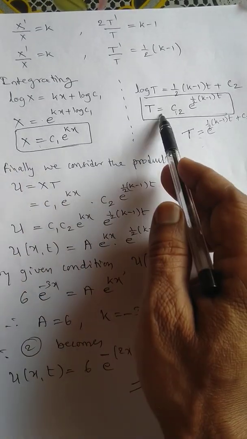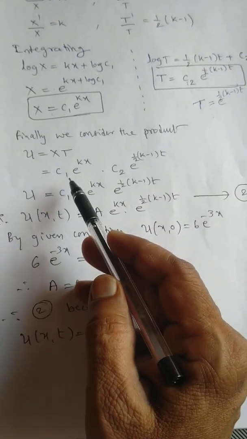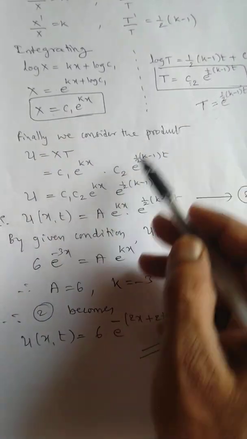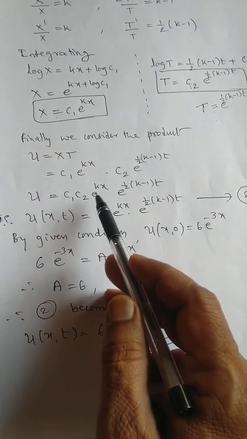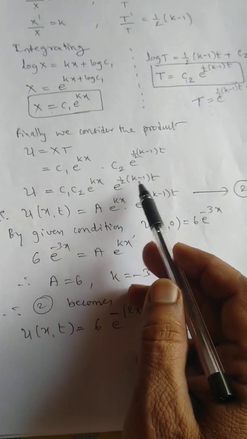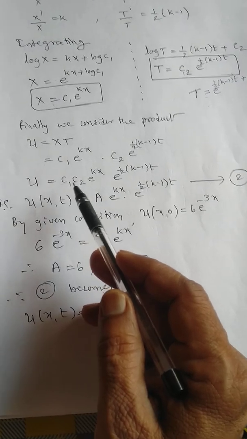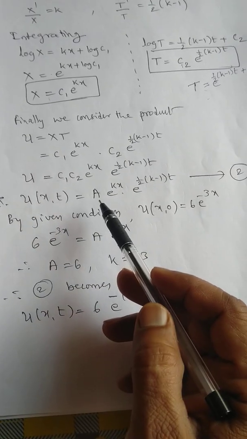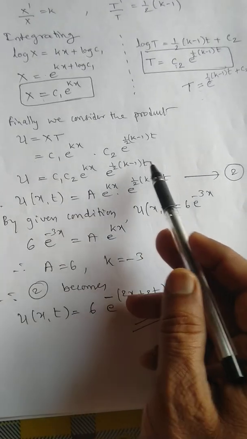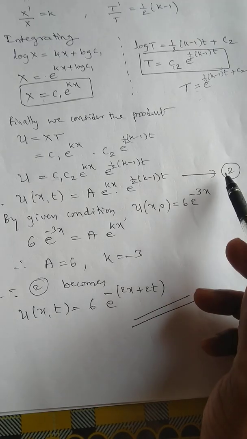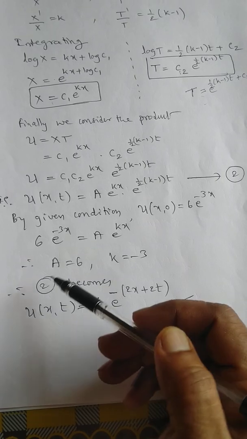Finally, the product is considered, x into t. So u is equal to x into t. So x is this, t is this, and the product of these two is c1 into c2 times e raised to kx, e raised to 1 by 2 of k minus 1 of t. Since c1 is a number and c2 is a number, c1 into c2 is some other number, capital A. So u is A e raised to kx into e raised to 1 by 2 of k minus 1 into t. Let us treat this as equation number 2.